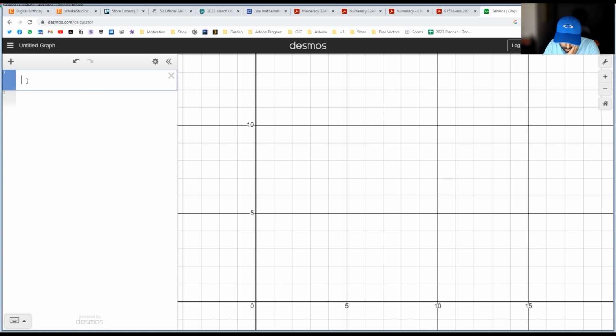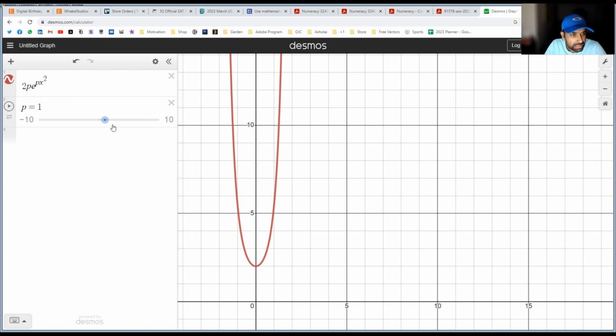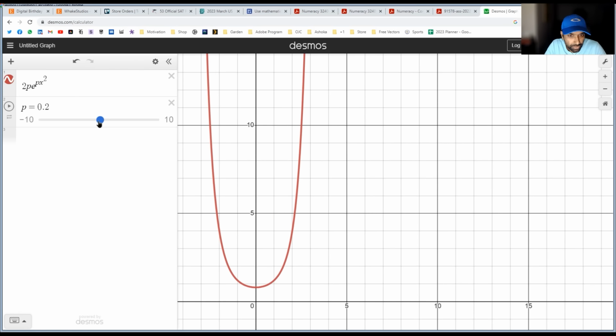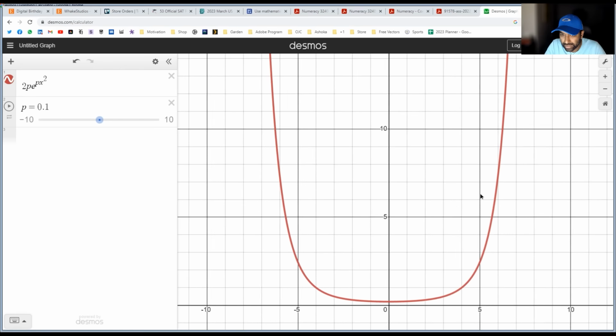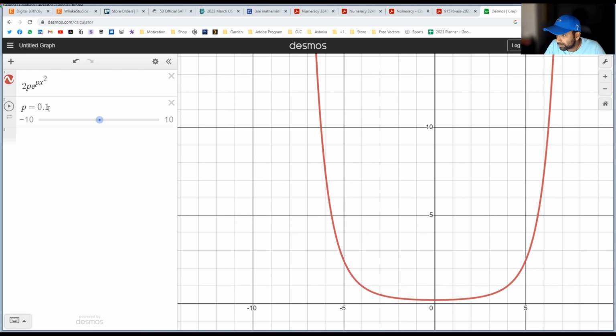So the equation we were working with was 2p e to the power of px². What we're going to do is add a slider, which is a positive value. No, of course, it's e^(px²). I'm looking at positive values. And as you can see, when p is a positive number, the graph is not touching 0 at all. In fact, it can never equal 0.